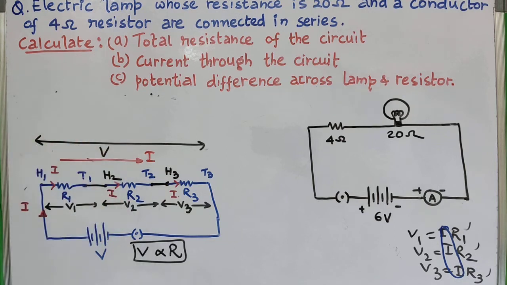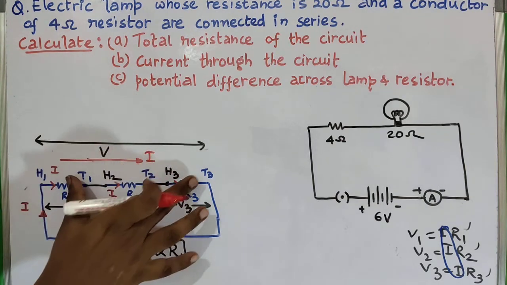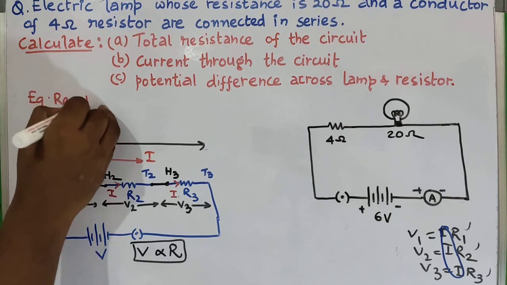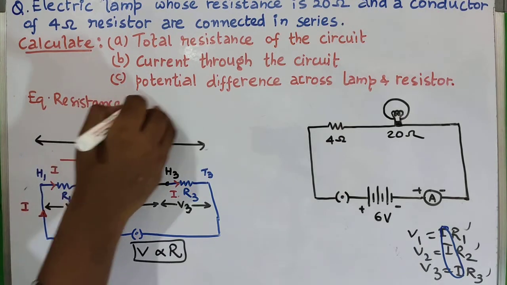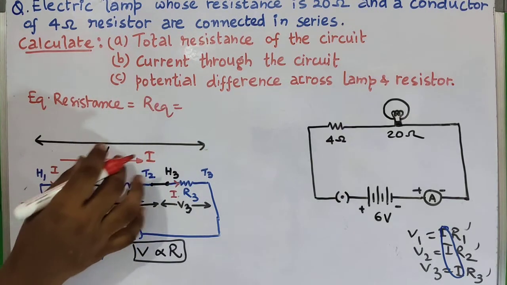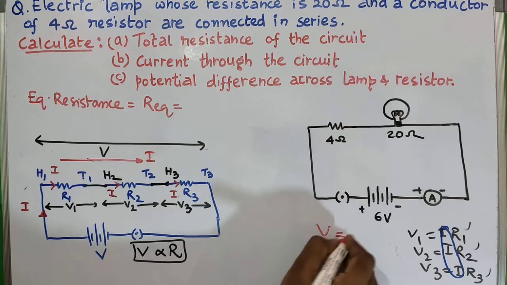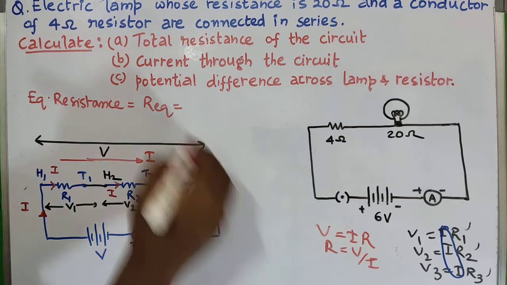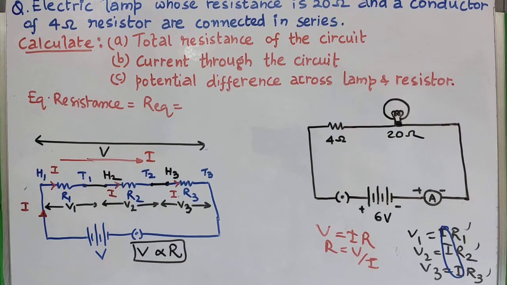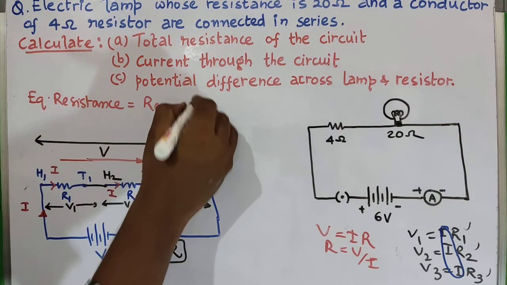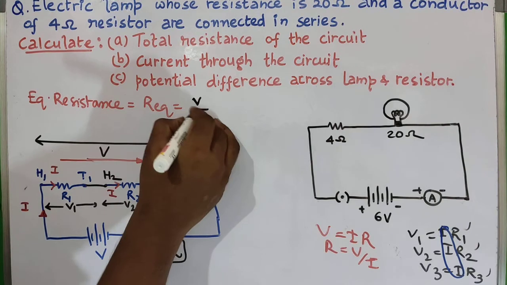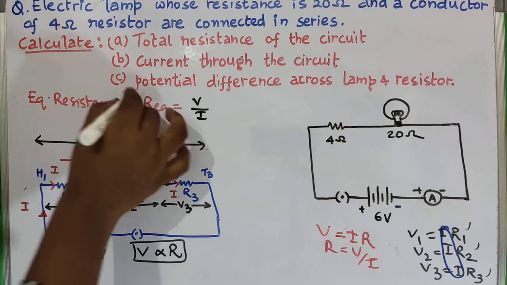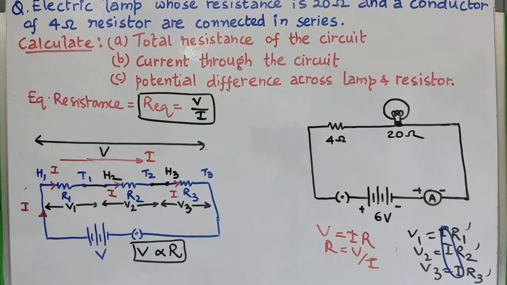So what would be the equivalent resistance of this combination? The equivalent resistance of the combination in series, I am writing it as R equivalent, is how much? V is equal to IR, so R is equal to V by I. That is equal to the net potential difference across the combination, which is maintained by the battery source, divided by current. So R equivalent is equal to V by I.